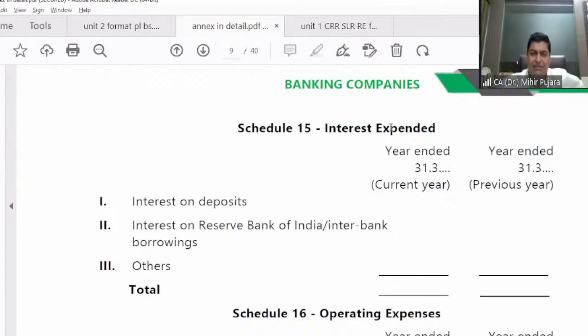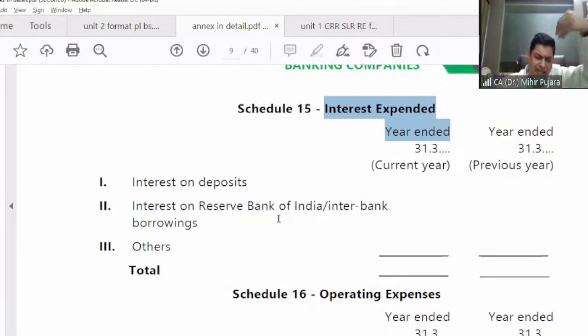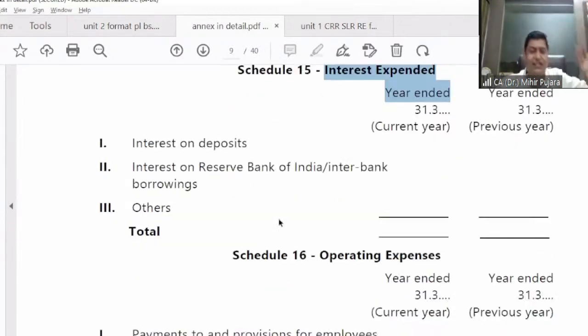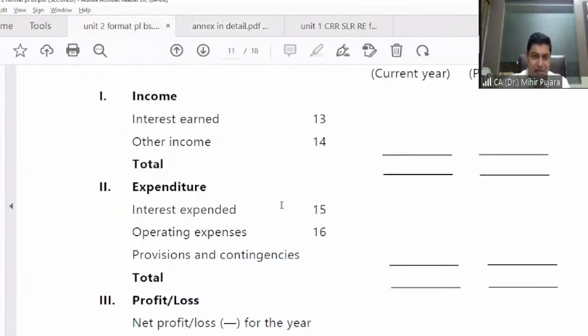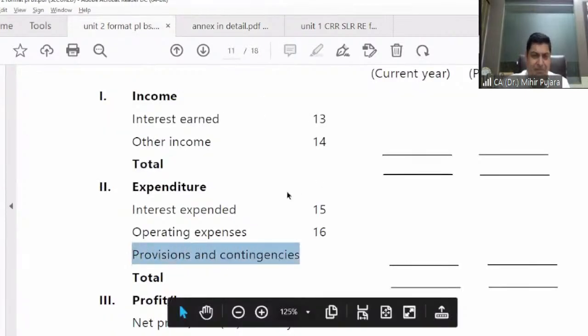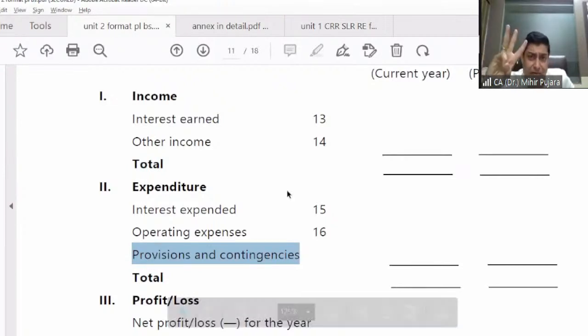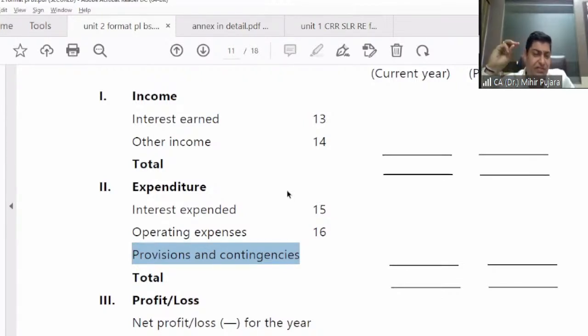15, it's an interest expense. Only 2. Interest on deposits and interest on borrowings. And all expenses other than interest are part of 16. And below the 16, we need to write provision and contingency. There are 3 provisions which are part of this: provision for NPA, provision for taxation, and provision on investments.